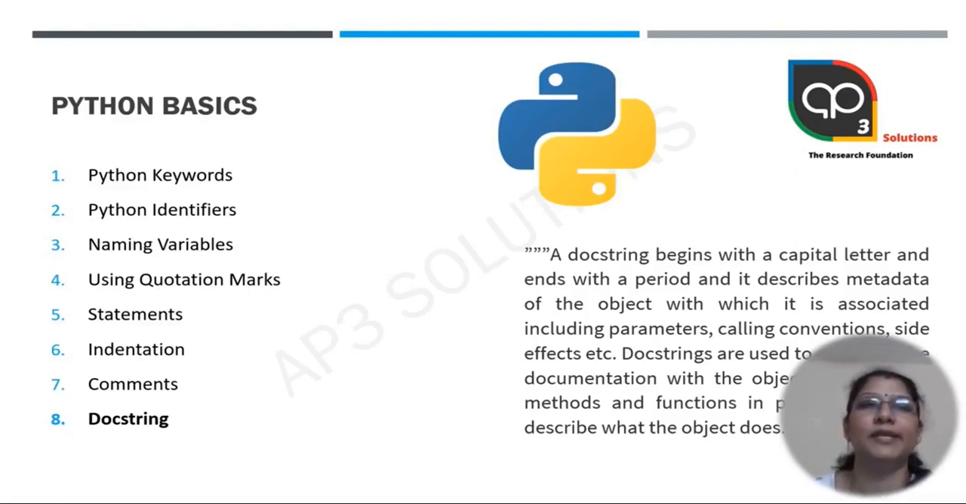A docstring begins with a one-line summary written in the form of an imperative statement. And kindly take note, a docstring is a string that starts with a capital letter and ends with a period that describes metadata. Docstrings are used to link documentation to objects in Python.